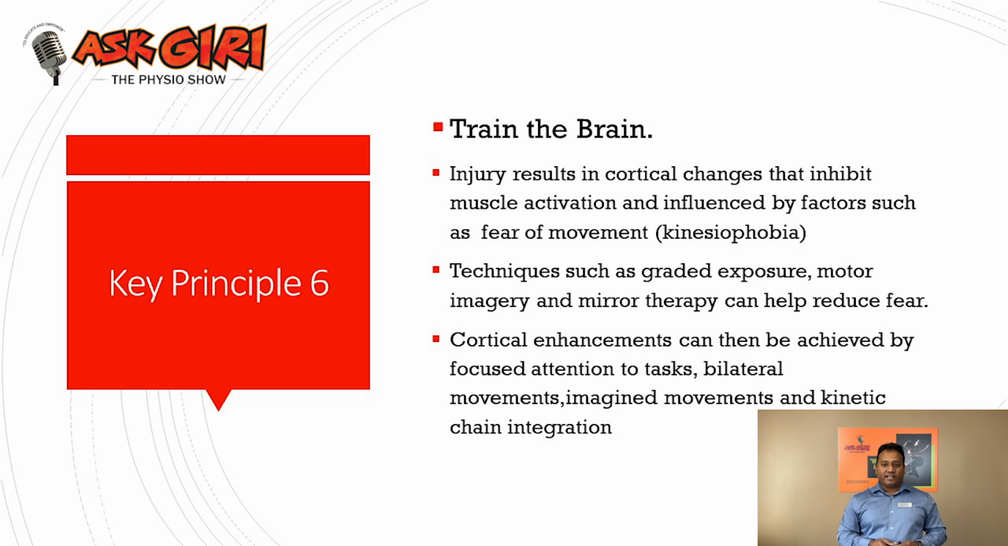Then, for these cortical enhancements, it's very important for you to have a focused attention on what sport you're going to and what problem you're dealing with. And also, if the shoulder is injured, using a lot of bilateral movements can also help with that cortical enhancement in your brain, and it will help you alleviate the pain and increase the movement. So make sure that when you have a shoulder injury, you train the brain a bit too.